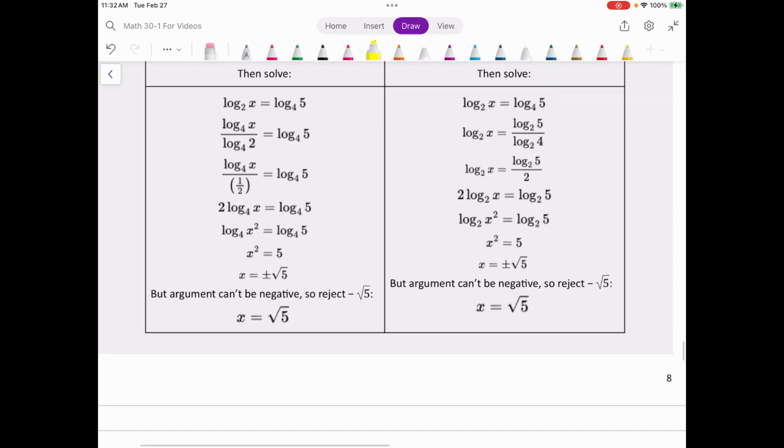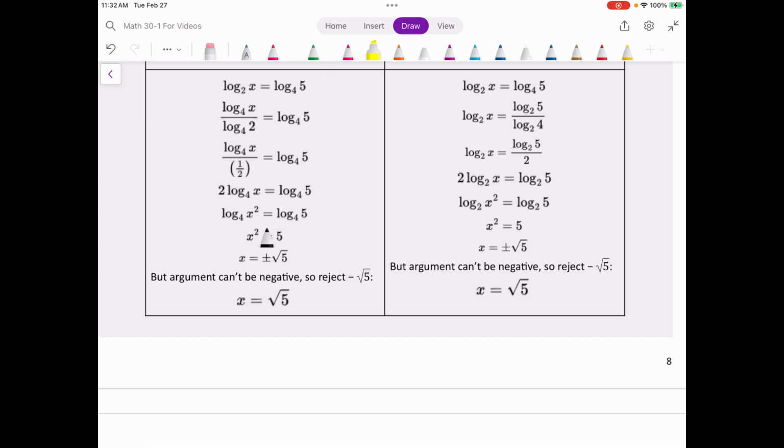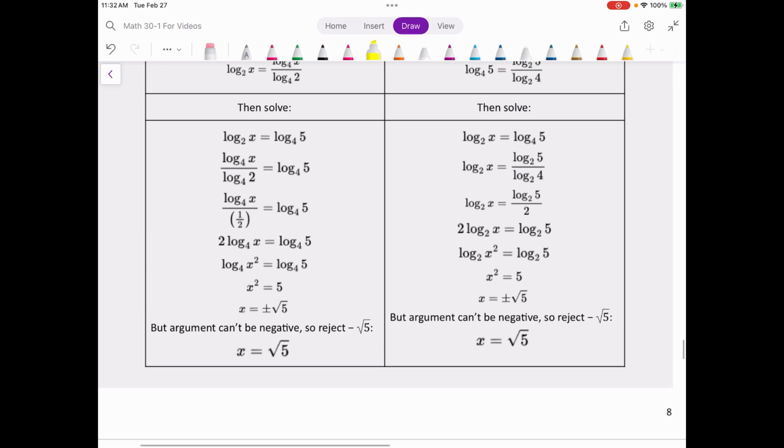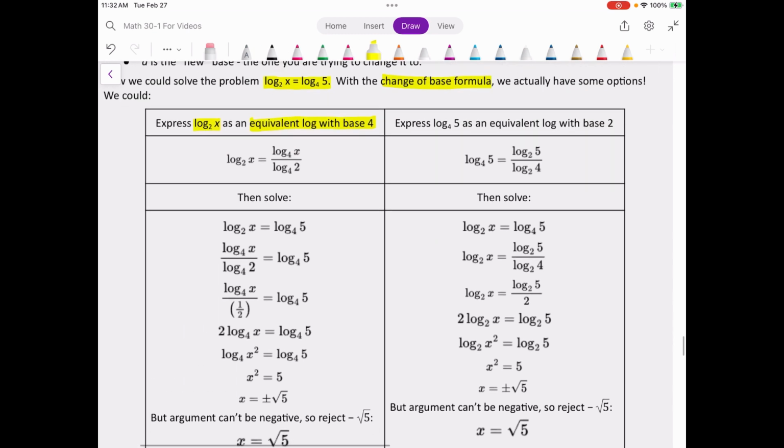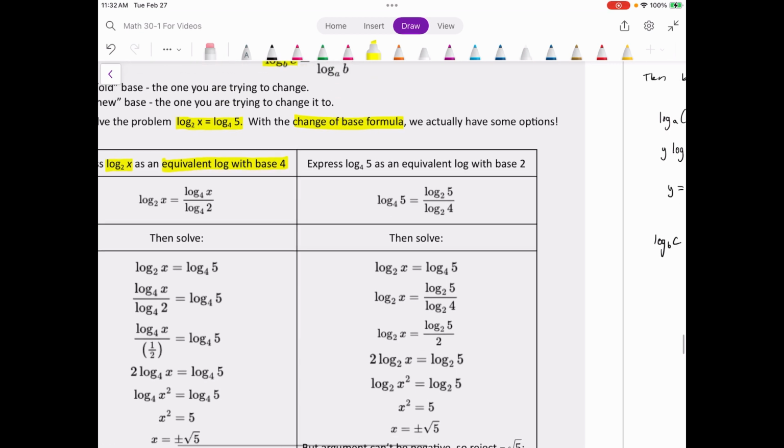Okay, and so taking a look here, right, if x squared equals 5, that means x equals plus or minus root 5. And since the argument can't be negative, and we have log base 2 of x, we would reject the negative root 5. It would just be root 5. Okay, but we also could have done it the other way, right? Two different bases. If we can get them to be the same base, we can solve.